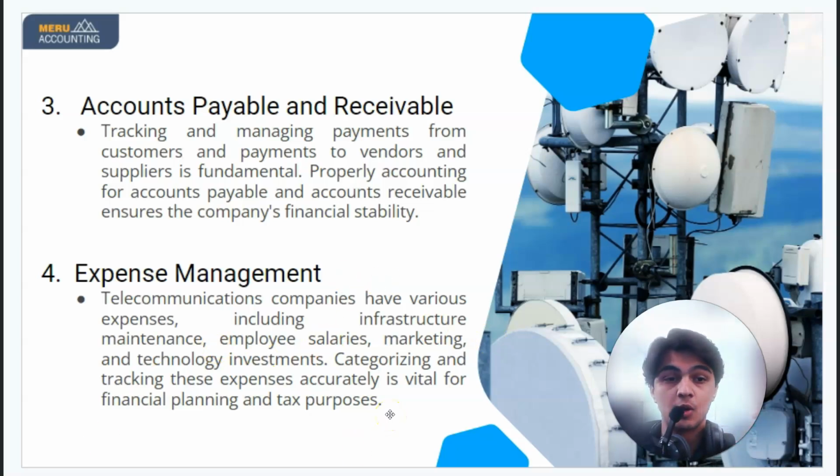And also the technology investment that you've been making. If you are creating or inventing some new kind of technology related to your telecommunications business, then all this will be categorized as expenses. And you need to categorize what expenses you have been incurring, like marketing, infrastructure. You need to categorize all these streams of your expenses. So this will give you proper financial planning, and this will also help you with proper tax purposes.